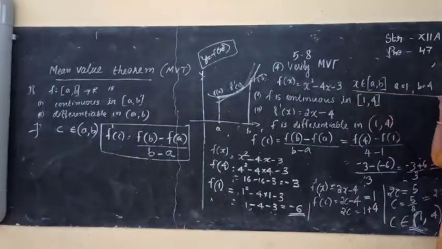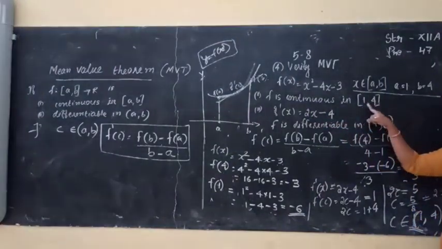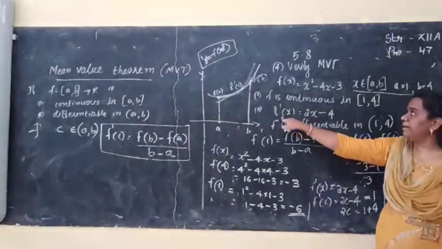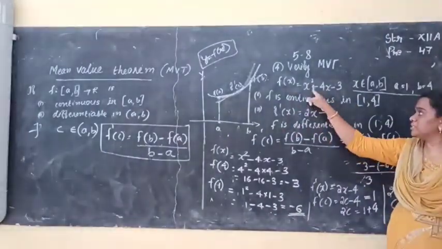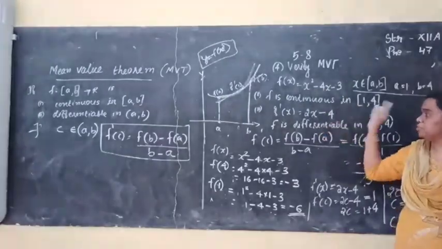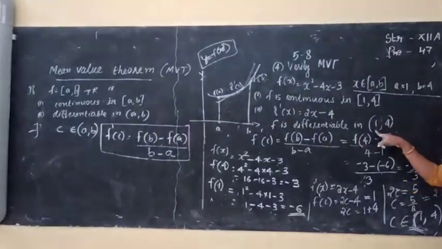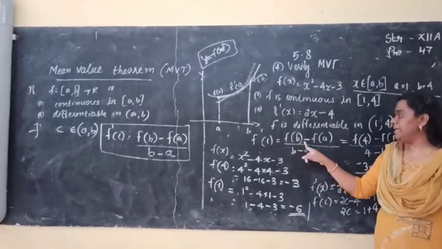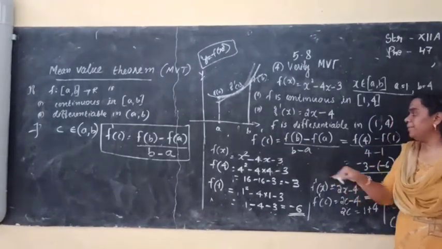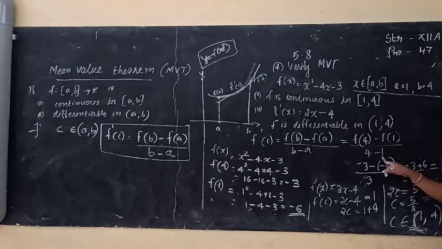Here x belongs to closed interval ab, a is equal to 1, b is equal to 4. We know that it's a polynomial function, so it is continuous in closed interval 1, 4. And then we can find the derivative of x square minus 4x minus 3. F dash x is equal to 2x minus 4. It's differentiable. We found the derivative, so it is differentiable in open interval 1, 4. And we have f dash c is equal to f of b minus f of a divided by b minus a, that is f of 4 minus f of 1 by 4 minus 1.